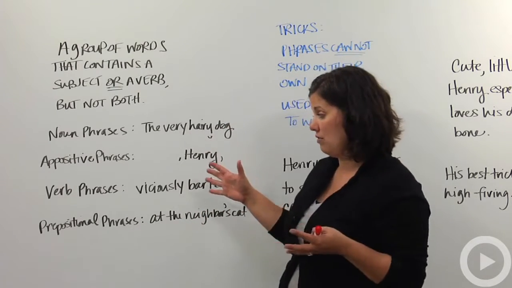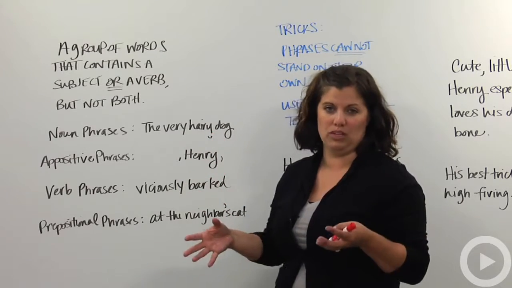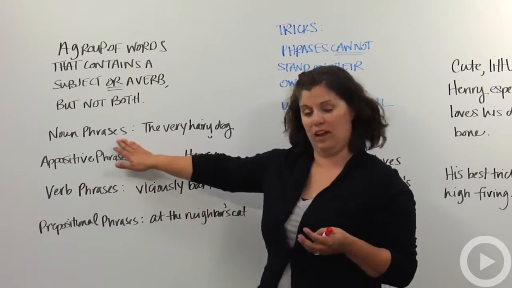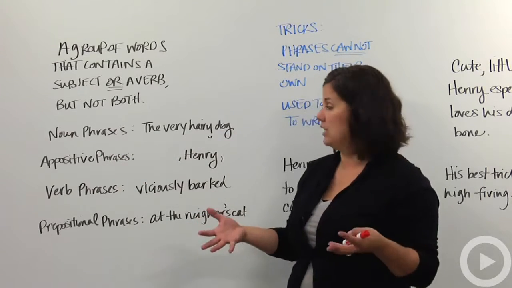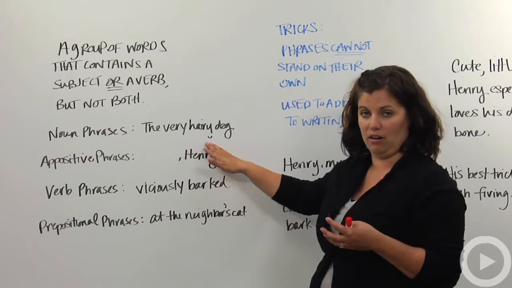What we're going to focus in on right now are the four probably most popular ones that you'll use in your writing. And the first are noun phrases. Noun phrases simply consist of a noun and any words that describe it. So we've got the very hairy dog.